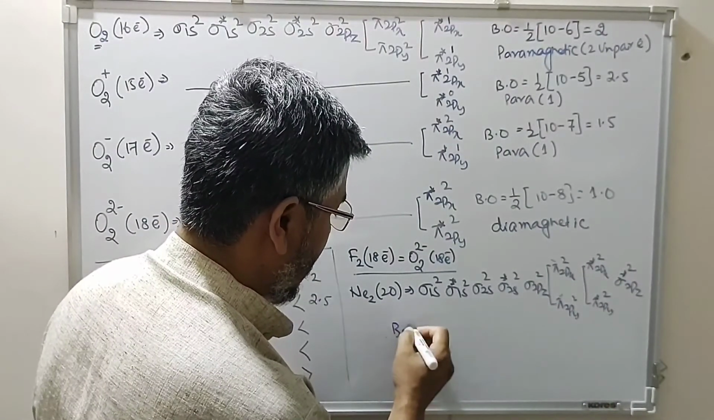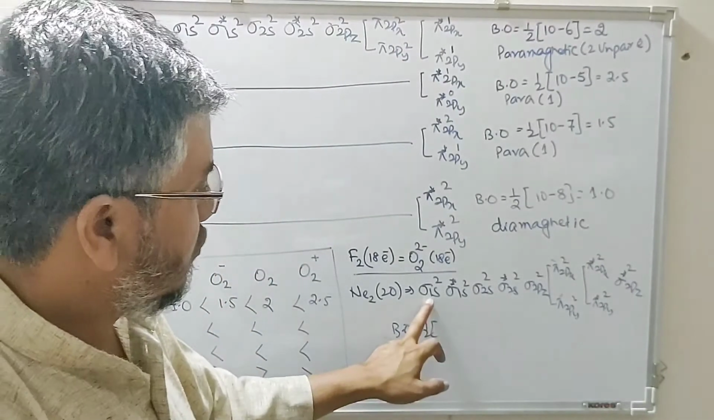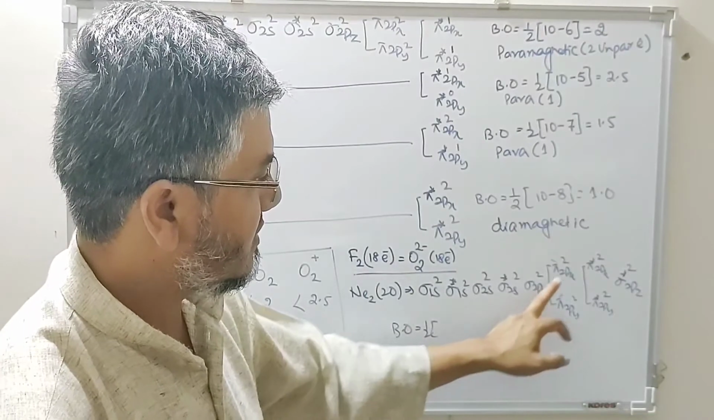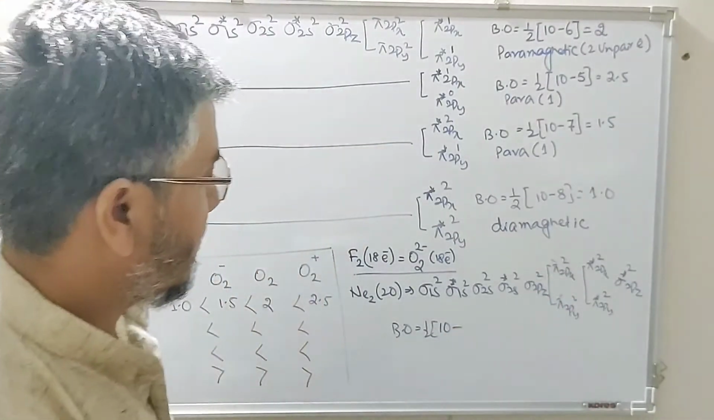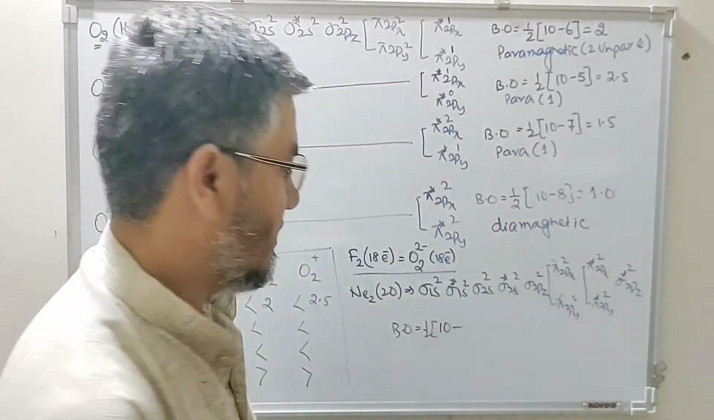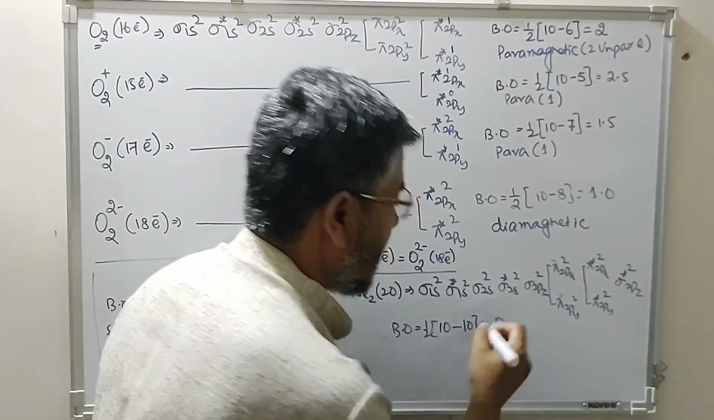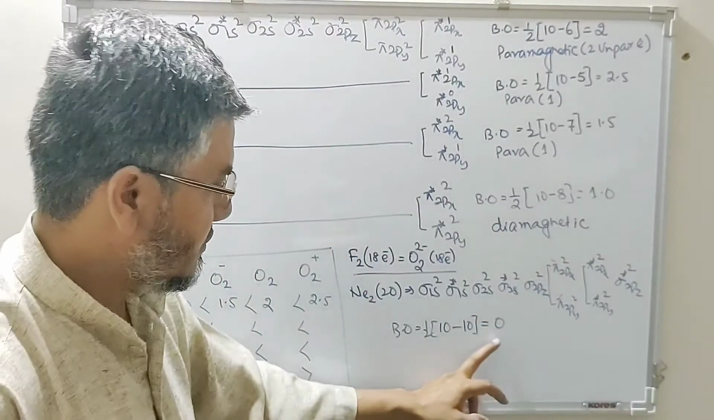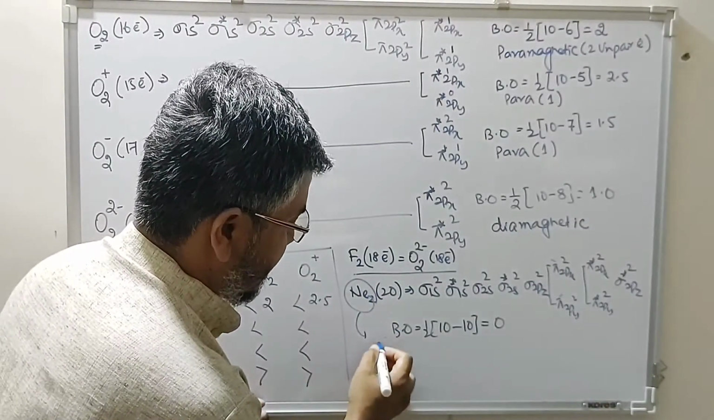Now let's find out the bond order. Number of electrons in bonding: 2, 4, 6, 8, 10. Number of electrons in anti-bonding: 2, 4, 6, 8, 10. Since the number of electrons in bonding and anti-bonding are the same, the bond order is 0, so Ne2 does not exist.